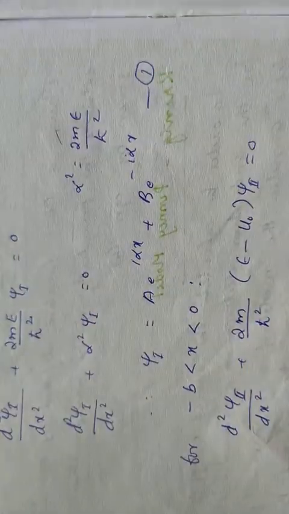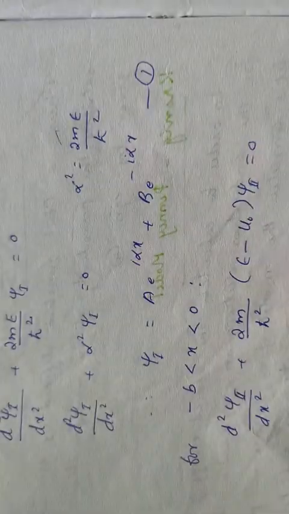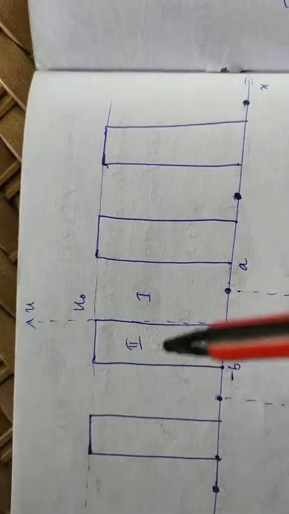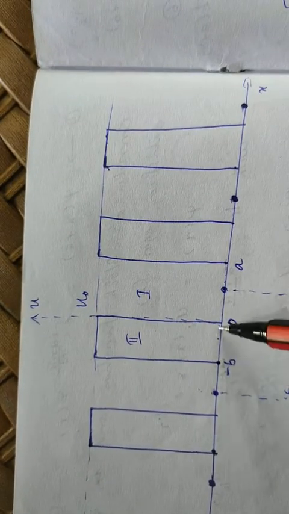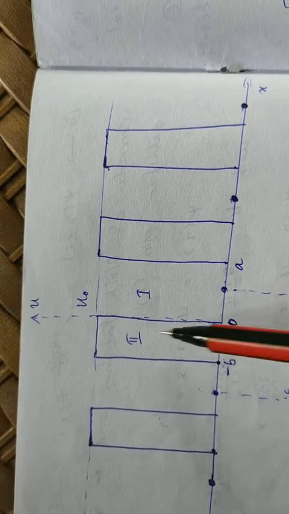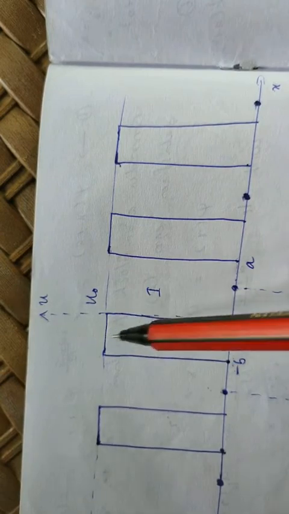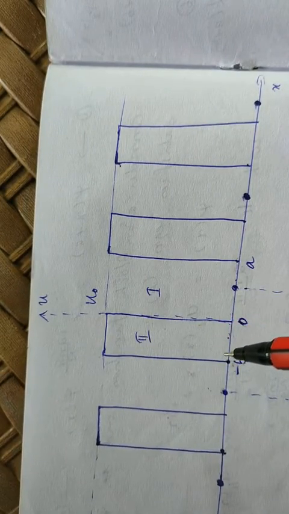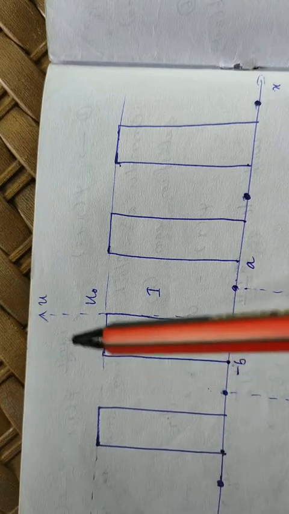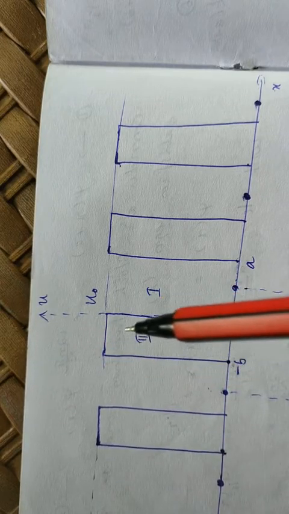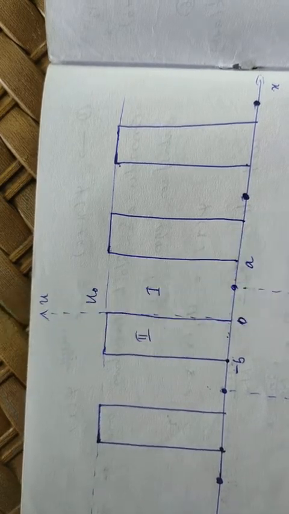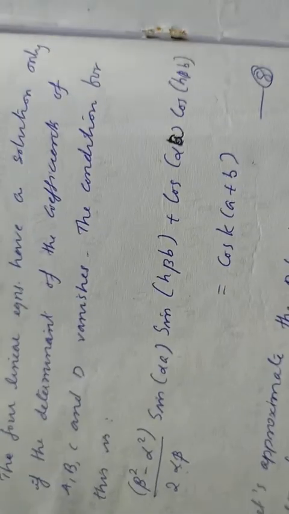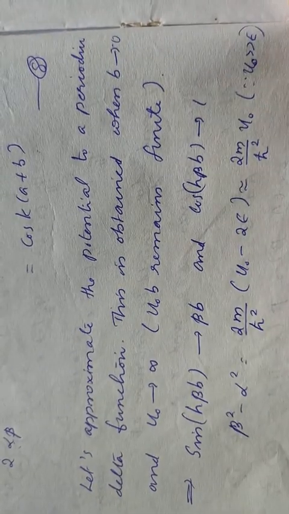u0 b remains finite. The nature of the periodic delta function is that when this width b tends to 0, the potential will naturally shoot up. So we are approximating this periodic potential as a delta function, so that when b tends to 0, u0 tends to infinity. We are treating this potential as a Dirac delta function where u0 b remains finite.